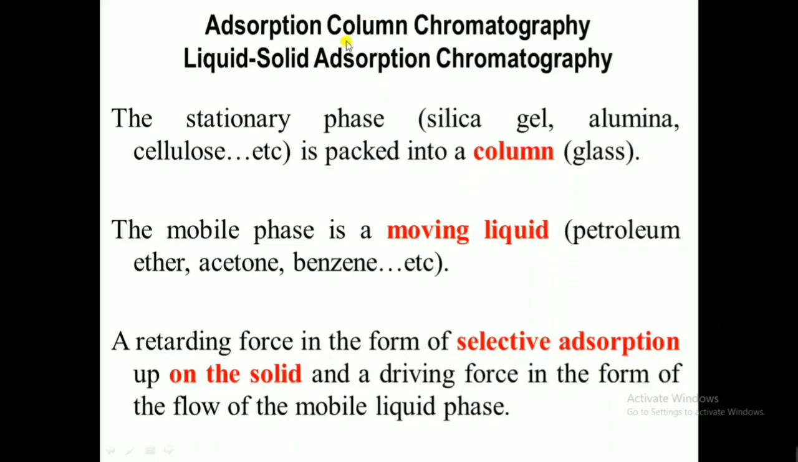So look at its terms. Column chromatography, as we saw in the last lecture, uses a packed column. The column is packed mainly in a glass tube or in a steel column, and here adsorption means the principle of separation of the components in the mixture is based on the adsorption of the components. So adsorption has to take place.